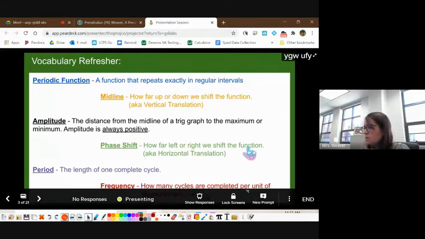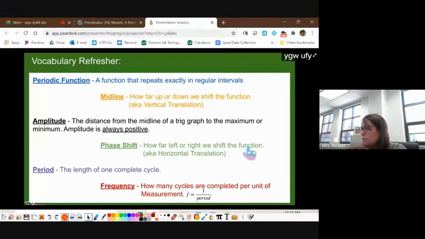A lot of vocabulary this unit, and as a refresher of these vocabs that you heard in the notes: periodic functions repeat exactly in regular intervals. The midline is how far up or down we shift the function. It's the new middle of the graph. It reveals our vertical translation. The amplitude is the distance from the midline to the maximum or from the midline to the minimum. The amplitude is always positive. So when we see a negative out front, that's not part of the amplitude. That negative out front will just be one of our transformation rules. Just like always, a negative out front is a reflection across the x-axis.